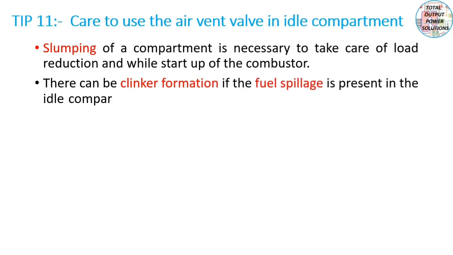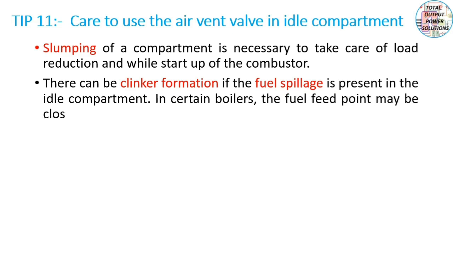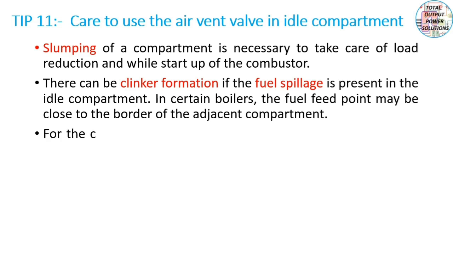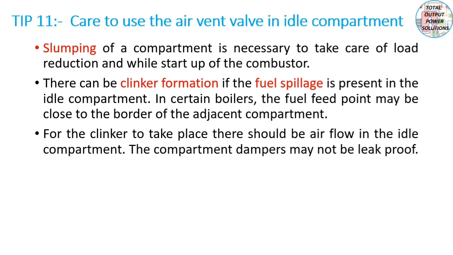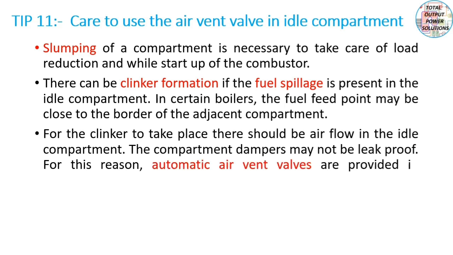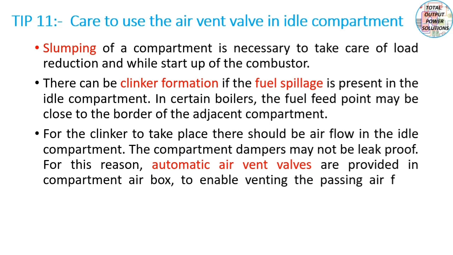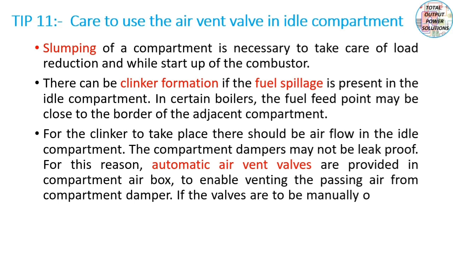In certain boilers, the fuel feed point may be close to the border of the adjacent compartment. For the clinker to take place, there should be airflow in the idle compartment. The compartment dampers may not be leak proof. For this reason, automatic air vent valves are provided in the compartment air box to enable venting the air passing from the compartment damper. If the valves are to be manually operated, the same must be done. Needless to say, the leaky damper will have to be attended to as early as possible.